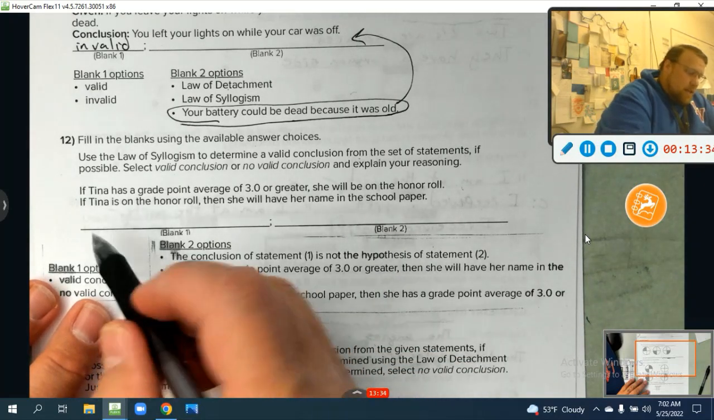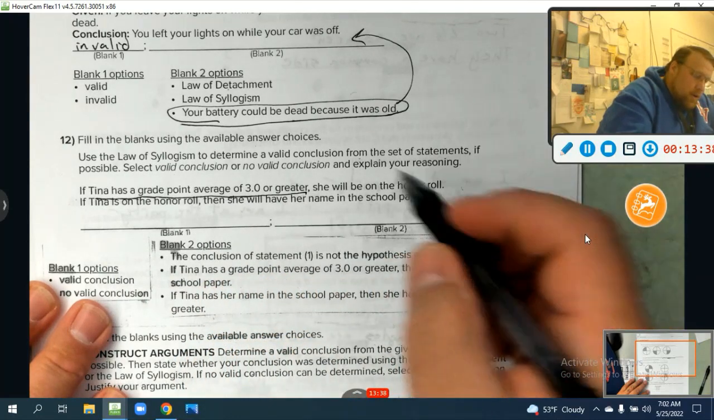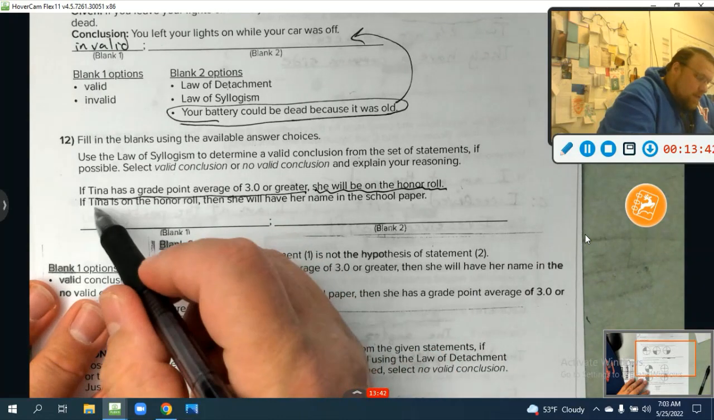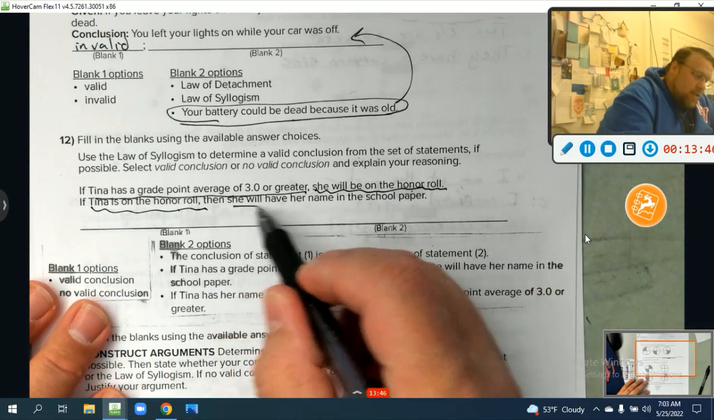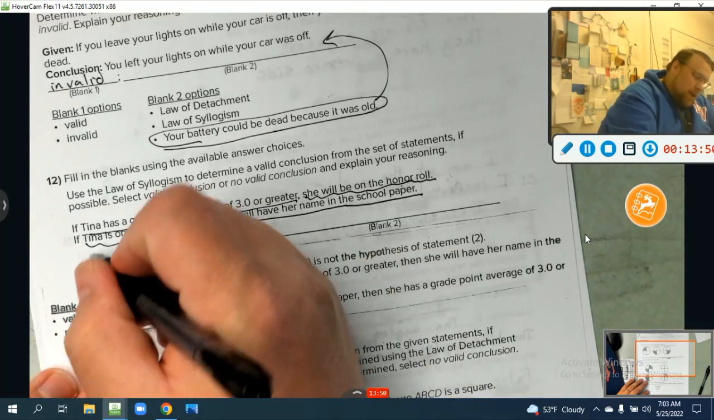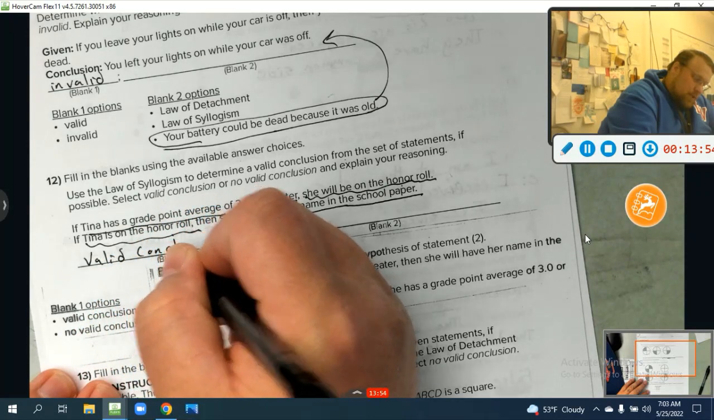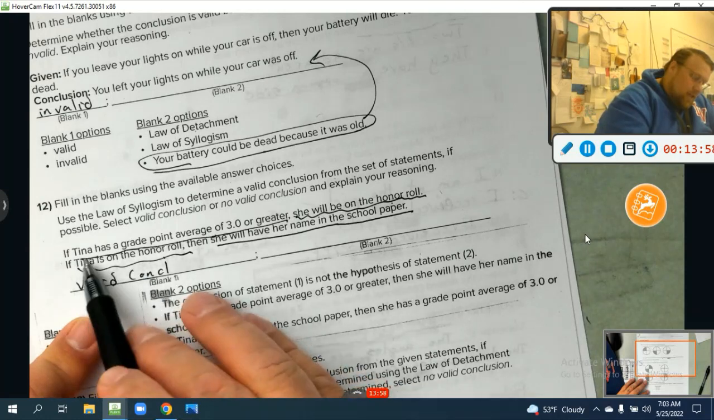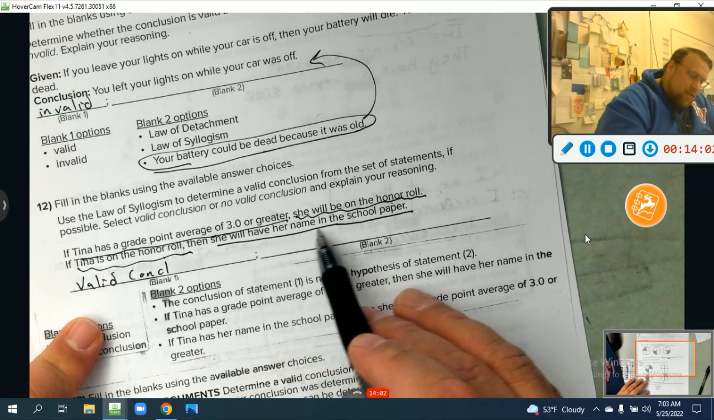If Tina has a grade point average of 3.0 or greater, she will be on honor roll. If Tina is on honor roll, look, they match, honor roll, then she will have her name in the school paper. So we can make a valid conclusion. And that valid conclusion is indeed, if Tina has a grade point average of 3.0 or greater, then she will have her name in the school paper.